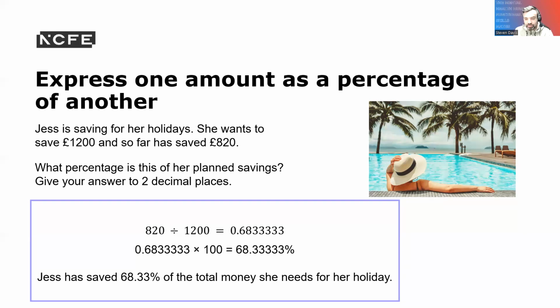That gives us 0.68333. We do the 0.68333 times 100, giving us 68.3333. Jess has saved then 68.33% of the total money she needs for her holiday.